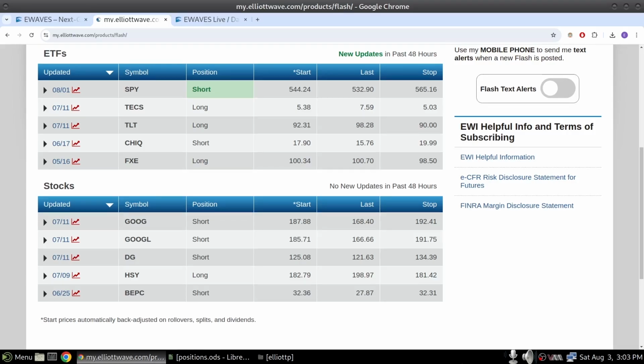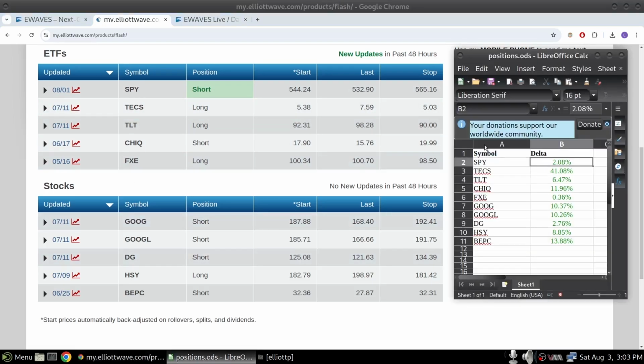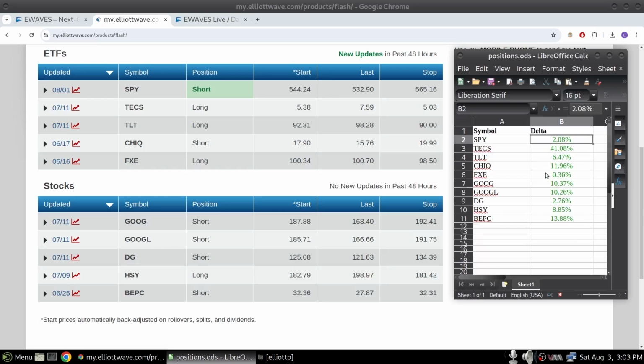Now, I've calculated the percentage move of all of these recommendations relative to the direction that they're in since inception, so let's just go ahead and pull that up. As you can see, things have moved further since the last update that I did. So let's talk a little bit about these.